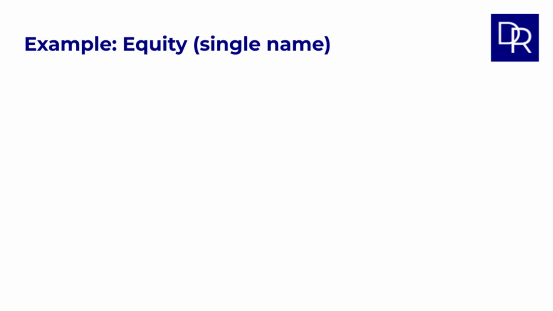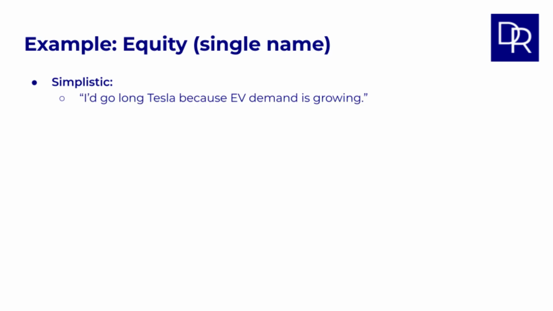Now let's look at some simplistic versus professional examples across a range of asset classes. First of all, equity, single name. The simplistic one would be, I'd go long Tesla because EV demand is growing. The professional one would be much more detailed and include all the key points we talked about earlier.